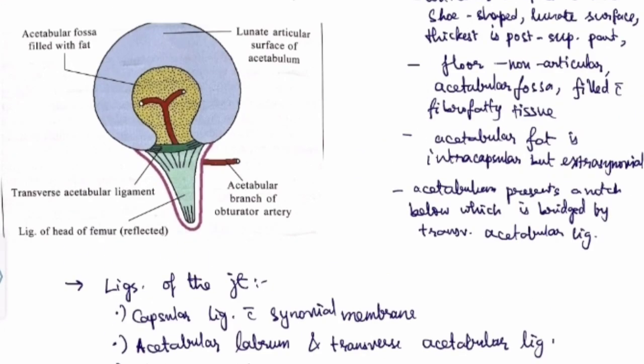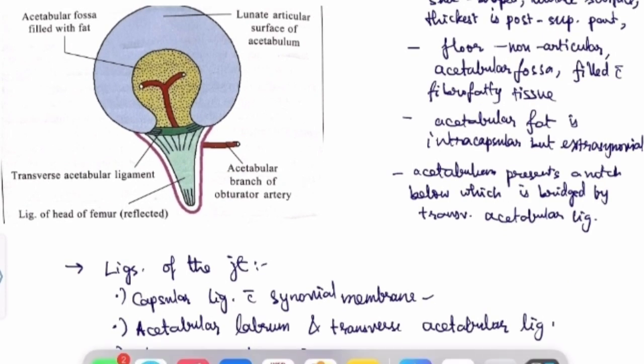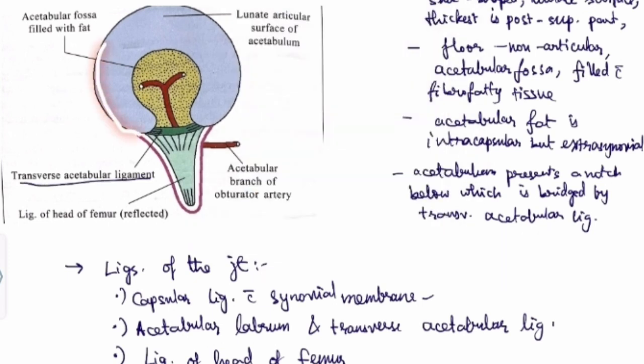So let's have a look. First of all, there is the capsular ligament with the synovial membrane. This is not shown here, but for any joint you're talking about, you have to mention the capsular ligament. Very important. Then acetabular labrum. This is also not shown here, but this is the transverse acetabular ligament you can see, and the acetabular labrum usually goes around it to deepen the joint like this. Okay, so let's go back.